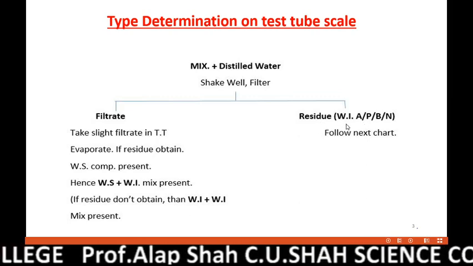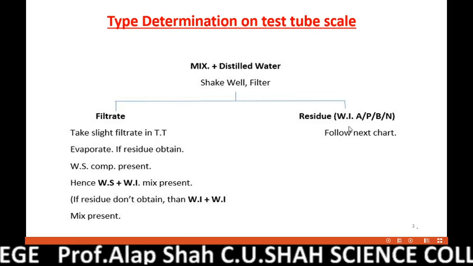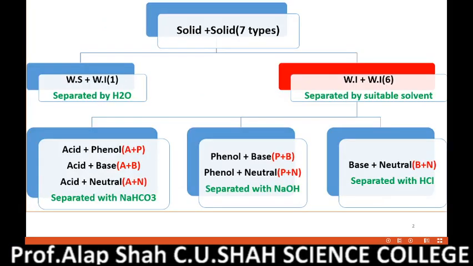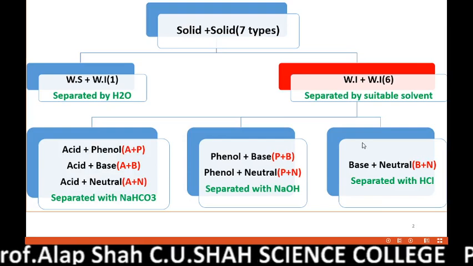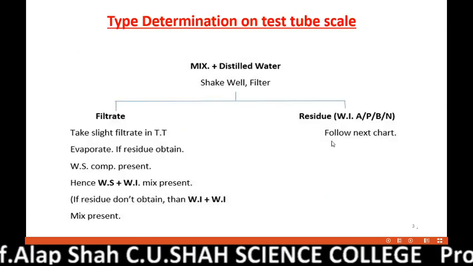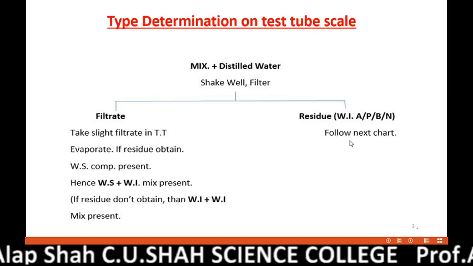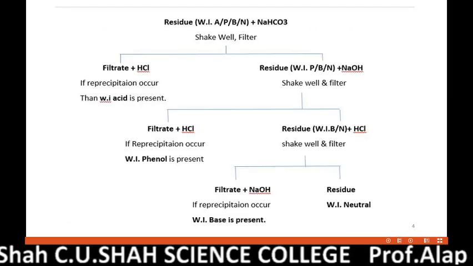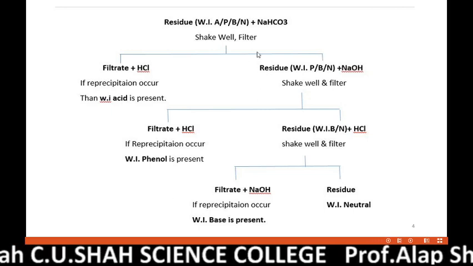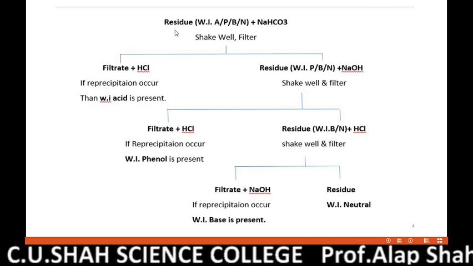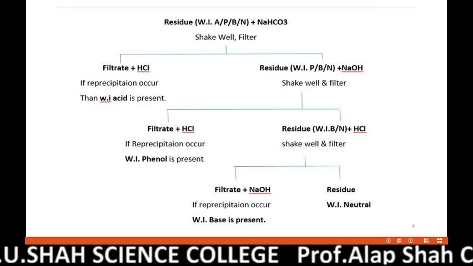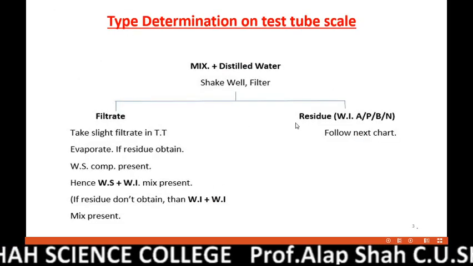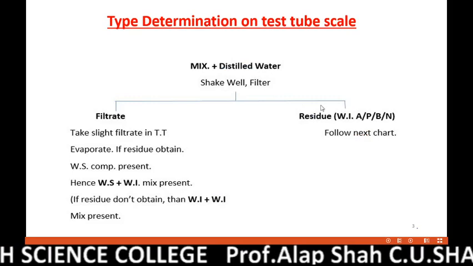You obtain the two components, and you have to identify the type of your mixture from these six. That you have to identify from the residues. So follow the next chart. Now, the residues. Mind well, these residues will be in the filter paper because you have filtered here. So you will get the residues in the filter paper.